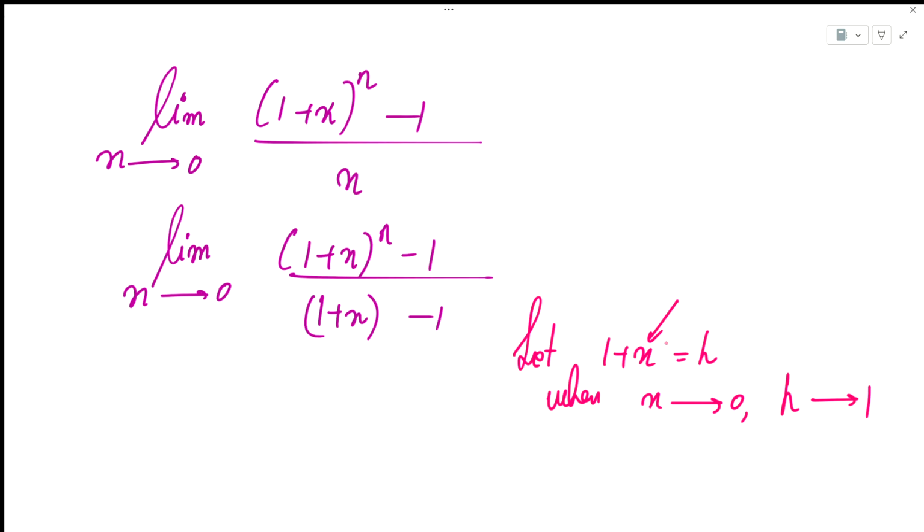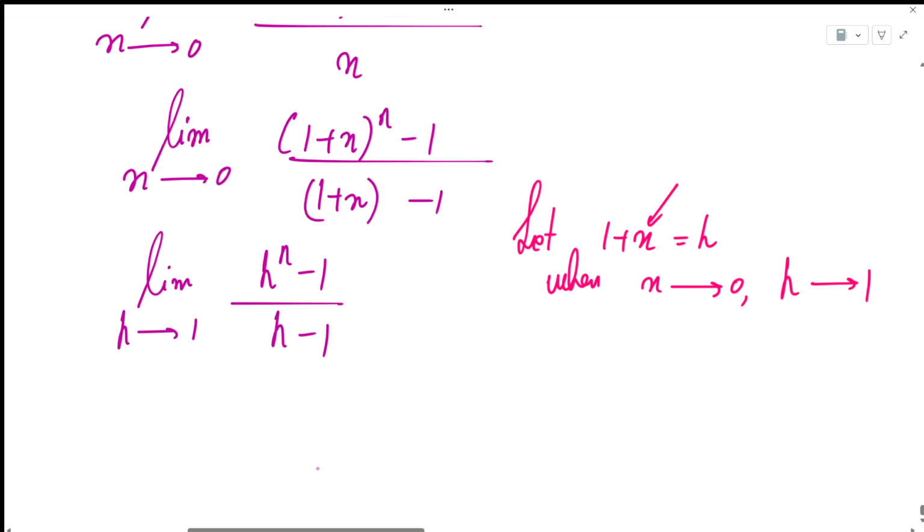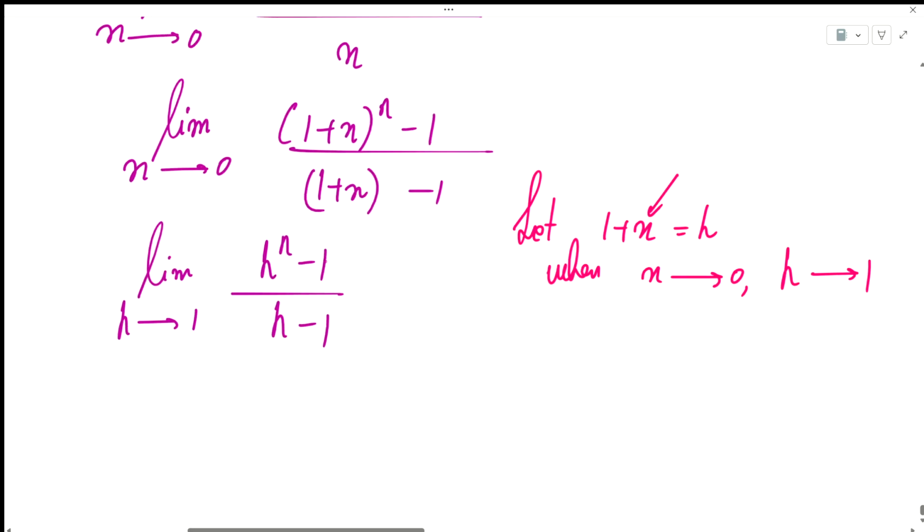1. So this stuff over here will be limit h tends to 1, this will be h to the power n minus 1 divided by h minus 1, right? Okay, now see, this is simply my formula. So where 1 can be written as 1 power n, so this will be n into 1 to the power n minus 1, which is simply n.